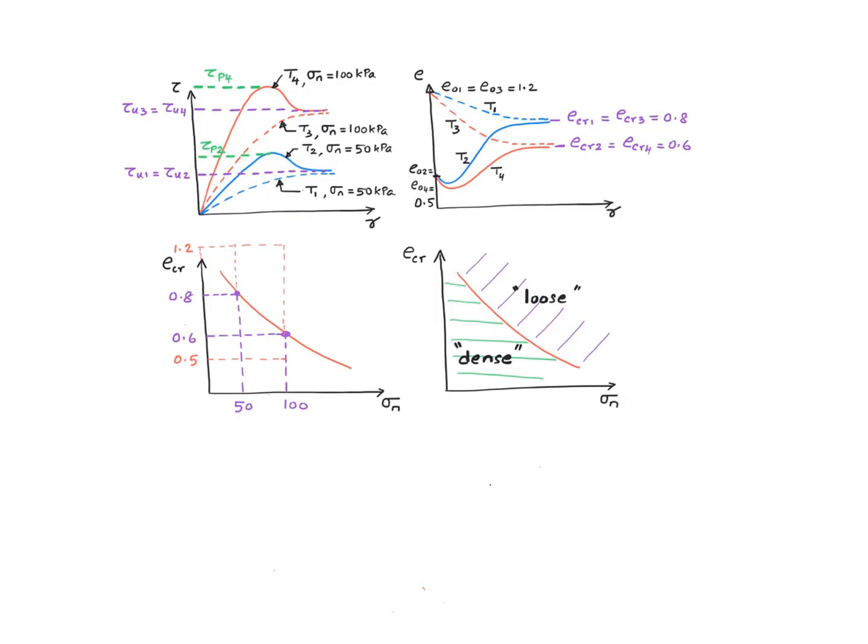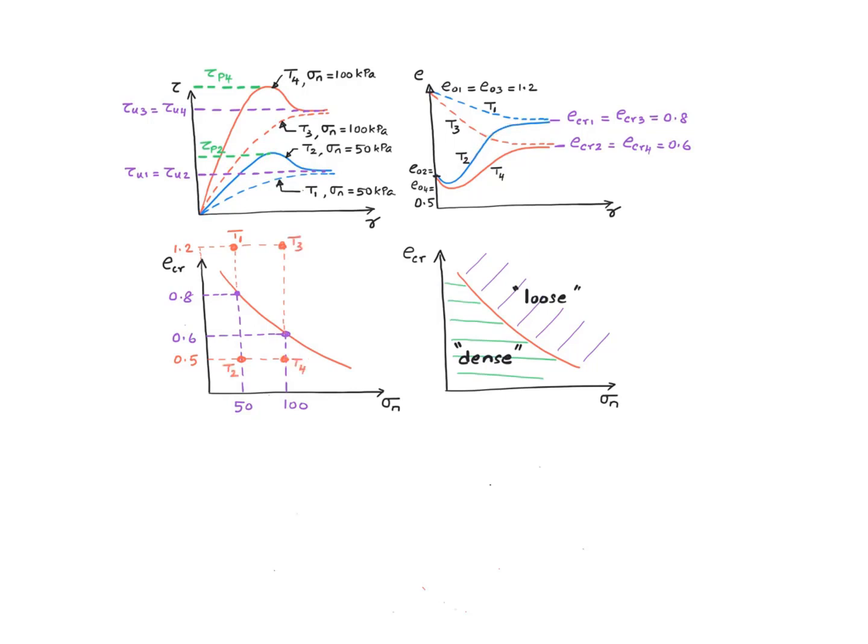Test 1 had a normal stress of 50 and an initial void ratio of 1.2, right? So the initial point plots right here, and therefore it plots in the loose range, and it does behave like a loose specimen, right? Test 2 had the same normal stress, 50, but the initial void ratio is 0.5, and therefore it plots right here. It plots in the dense range, right, below the critical state line, and therefore it's supposed to behave like a dense specimen, and it did behave like a dense specimen.